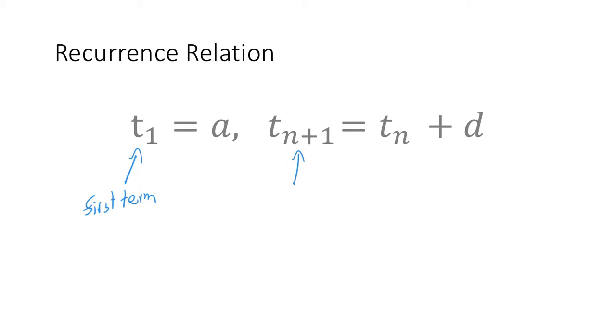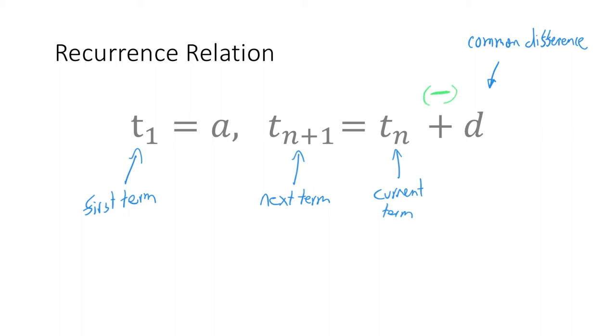Tn+1 is the next term in the sequence. So Tn+1, the next term, is equal to Tn, which is the current term in the sequence, plus D, which is the common difference. The common difference is the amount we are increasing or decreasing by each time we move on to the next number in the sequence. If we are decreasing and not increasing, instead of plus D, it's going to be minus D. So depending on whether we're increasing or decreasing, it will be plus or minus.